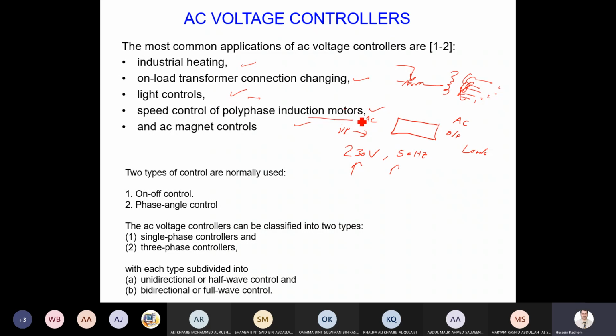Another example is controlling the induction motor. When we change the speed of the induction motor, the function will change. How do we change the speed? By changing the voltage, one of the ways.